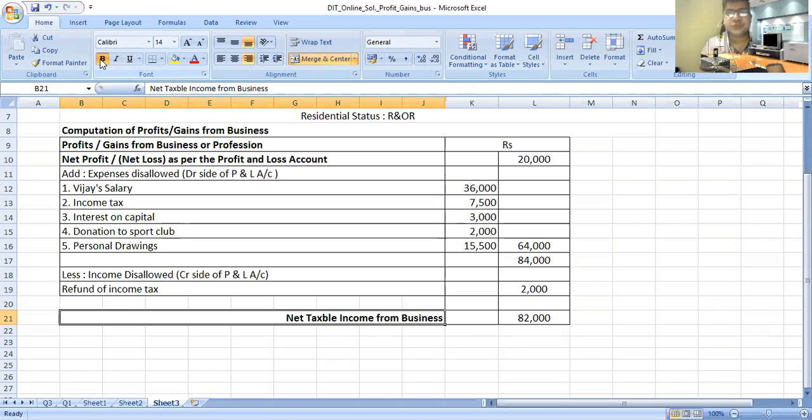So I hope you understood how we calculate the taxable income of business. We discussed these two problems. I hope you understood how we calculate taxable income from business. It is very simple to calculate, but you should know these rules, how to add each item. Okay, fine.